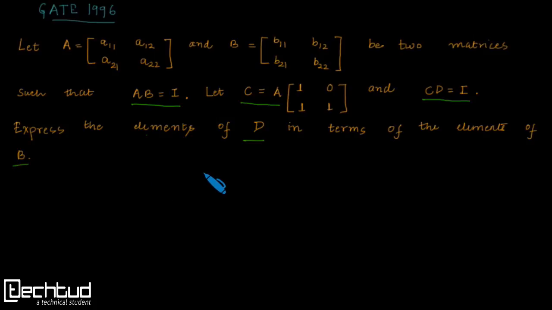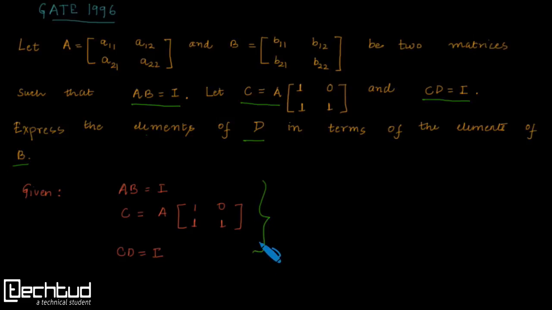So how do we approach such problems? We should observe that we need to find matrix D in terms of matrix B. The given information in the question is AB is equal to the identity matrix, and C is equal to A multiplied by [1, 0; 1, 1]. Now we need to find D in terms of matrix B. So we are given all this information. From where should we start? It's clear that we need to find C in terms of B. So let's start with this information.